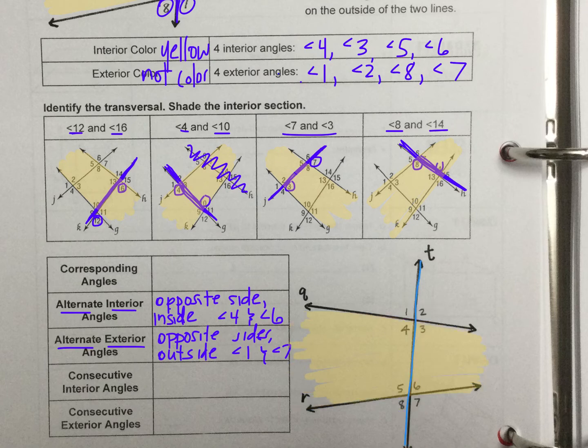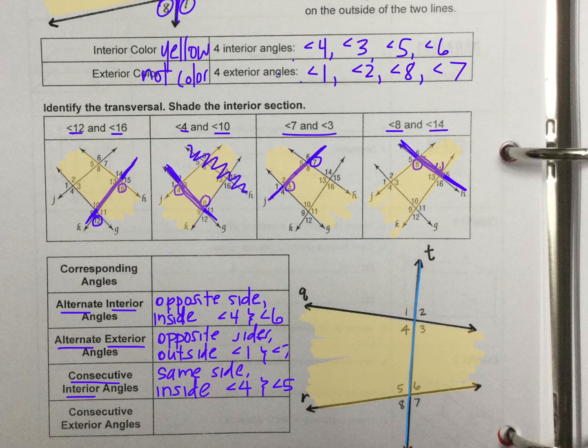Our next relationship we're going to talk about are consecutive interior. Consecutive means same side, and interior means inside. So if I'm talking about angle 4, which angles are on the same side of the blue line? Well, angle 1's on the same, angle 5, and angle 8. But it has to be inside. The only other angle that's inside is angle 5. So angle 4 and 5 are consecutive interior. And then 3 and 6 would also be consecutive interior.